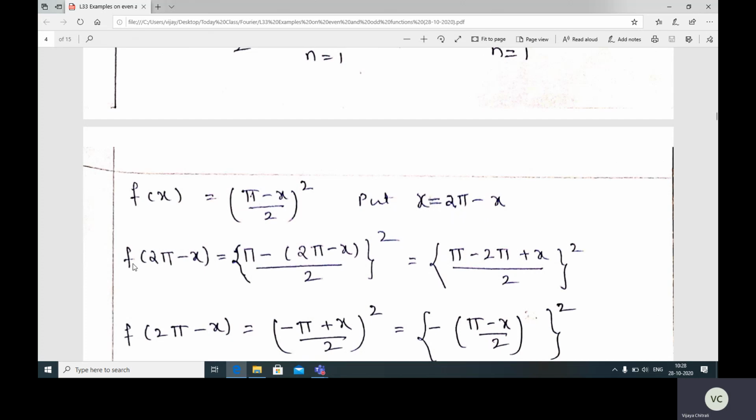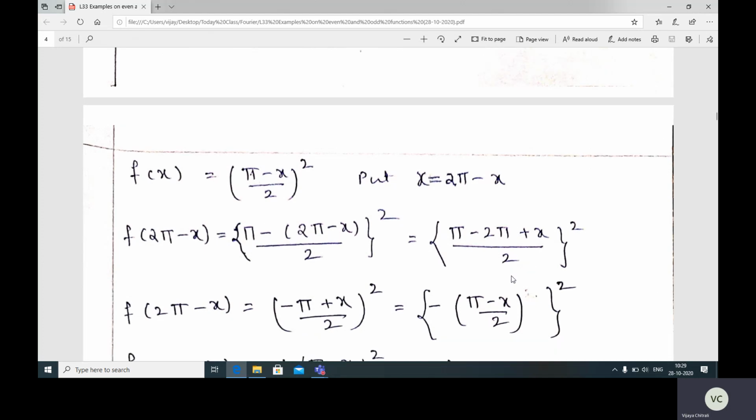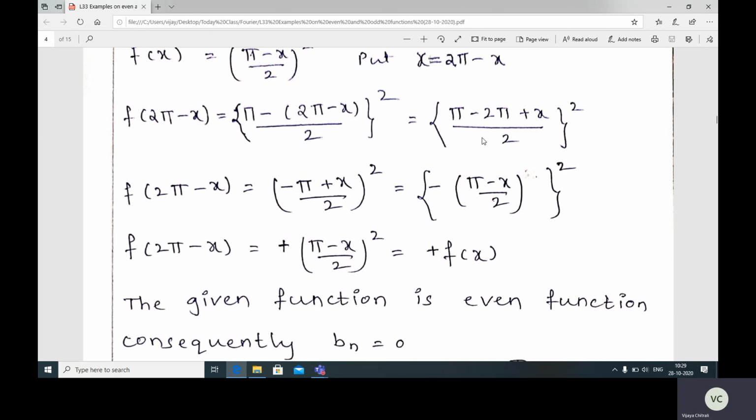So the next step will be f of 2 pi minus x. This is equal to pi minus, with x replaced by 2 pi minus x, divided by 2, whole squared. Pi multiplied by the minus sign in this bracket, pi minus 2 pi, this minus will be plus x, divided by 2, whole squared.